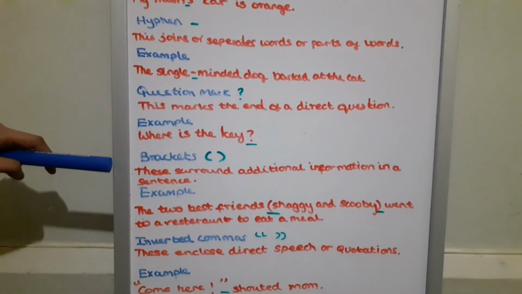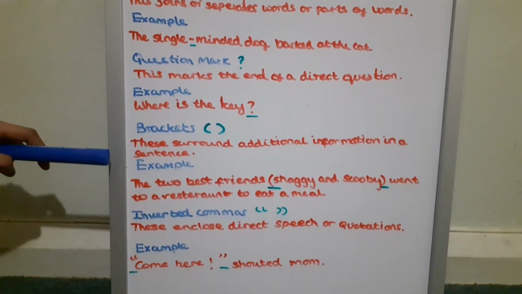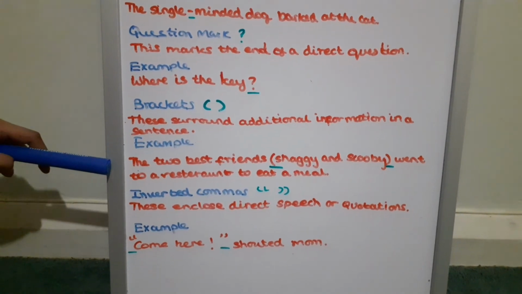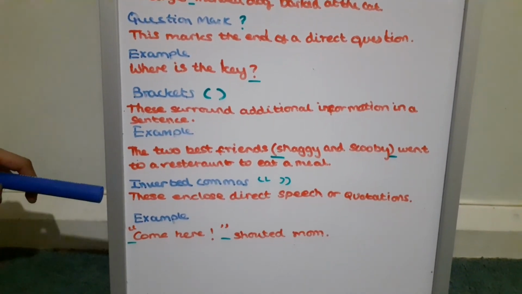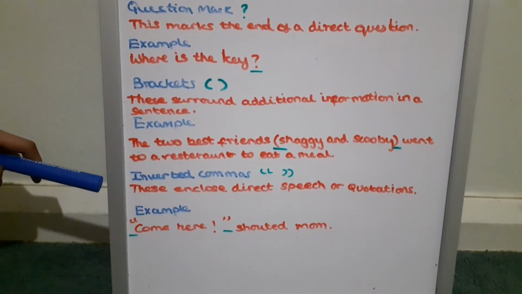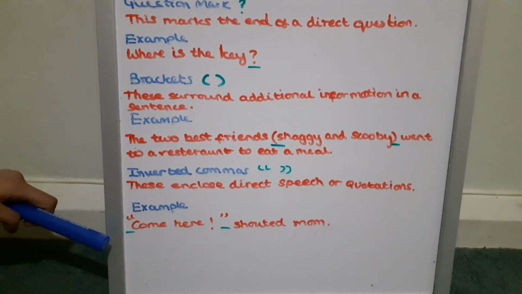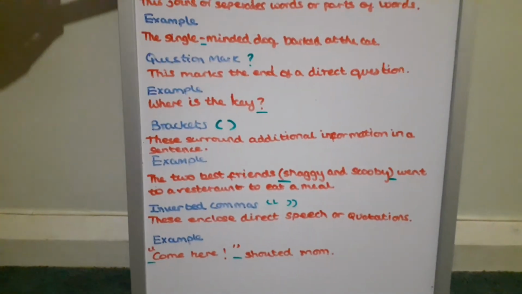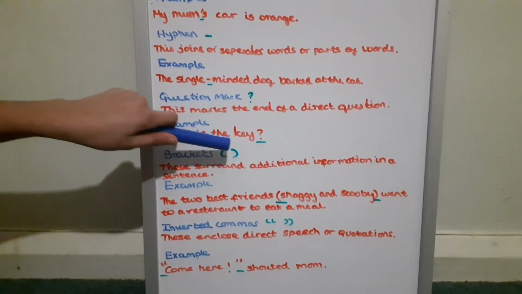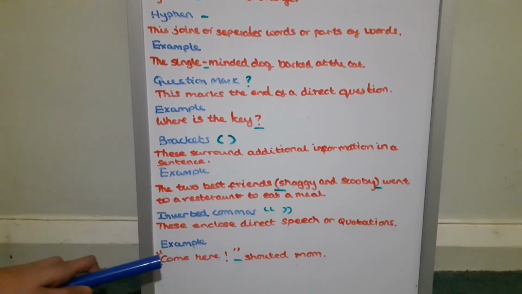Brackets. These surround additional information in a sentence. Example, the two best friends (Shaggy and Scooby) went to a restaurant to eat a meal. Inverted commas. These enclose direct speech or quotations. Example, "Come here," shouted Mum. Here is the apostrophe. Here's the hyphen. Here's the question mark. Here are the brackets, and here are the inverted commas.